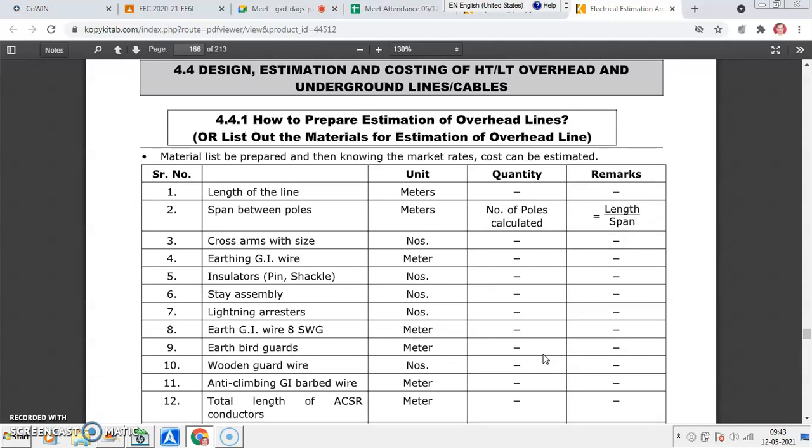So we must have some plan or requirement in our mind, and you must prepare the list accordingly. You must have the length of line as per your plan. You must have the span between the poles as per the design in meters. You must have the number of poles calculated. Any doubt?